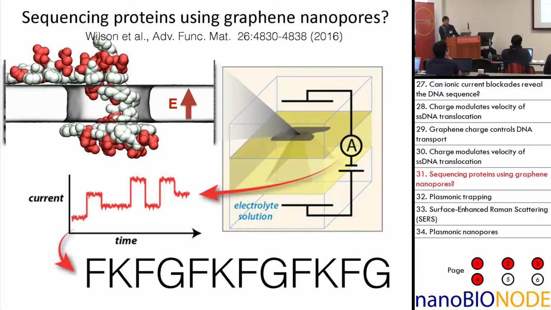This, by the way, also works for proteins. So protein sequencing is definitely the next frontier in this case, and I don't have time to talk about it, but conceptually you can also do the same thing with protein sequencing. Protein would stick to the graphene, and if they're charged, you apply fields, they go stepwise.